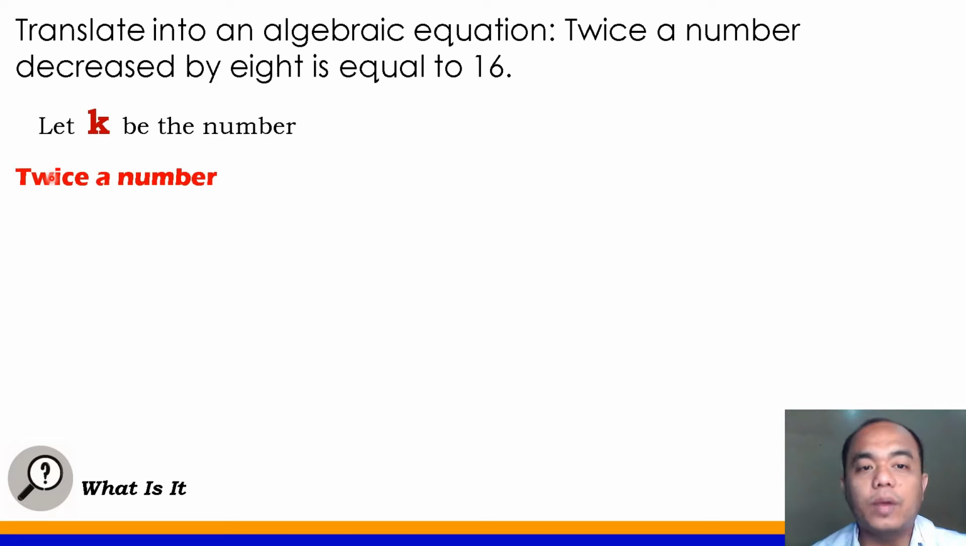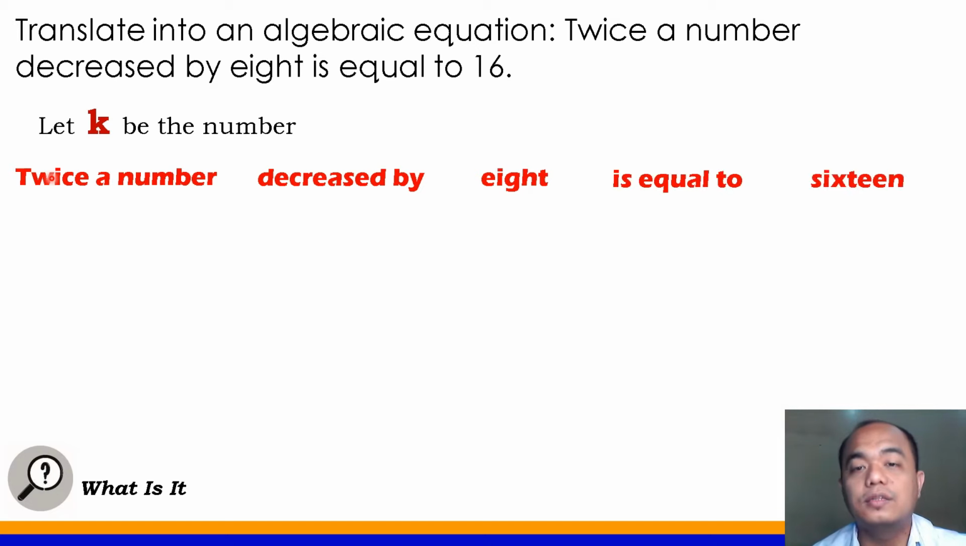So, let's copy twice a number decreased by 8 is equal to 16. Ano nga yung symbol na gagamitin natin kapag nabasa natin yung word na twice? Yes, very good. That means 2 times, correct? So that will become 2 times K. Bakit kaya walang X dyan?